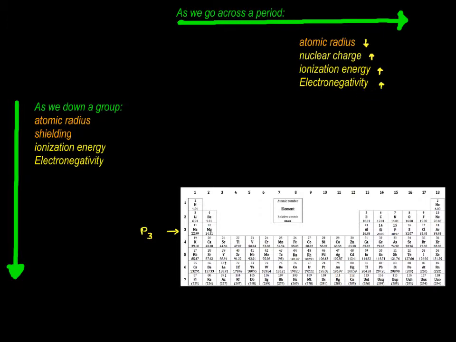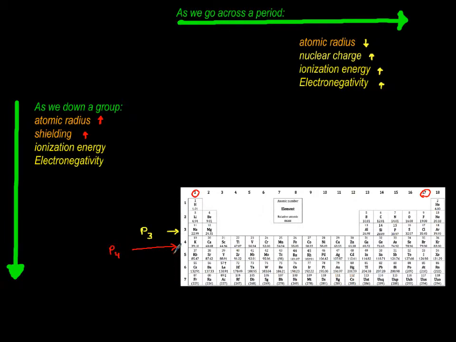Now what happens as you go down a group, any group, whether it's group 1 or group 17, which are usually the groups we compare to each other? As you go down a group, atomic radius increases because you simply have more shells. So if you compare period 3 to period 4, it has one extra shell, therefore further away. Also, shielding increases, meaning period 3 has 2 shells of inner electrons protecting the valence electron.